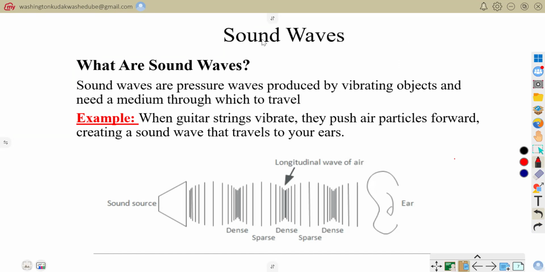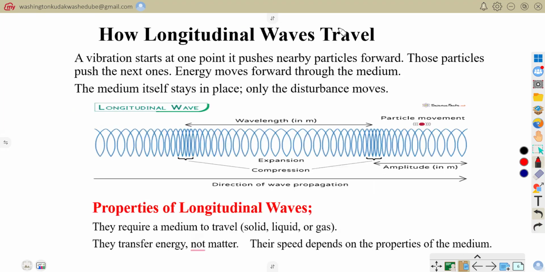Now, before we start looking into sound waves, I want us to start by looking into how longitudinal waves actually travel. What we refer to as longitudinal waves, the particles of the medium move parallel to the wave motion. Now we want to see how they actually propagate.